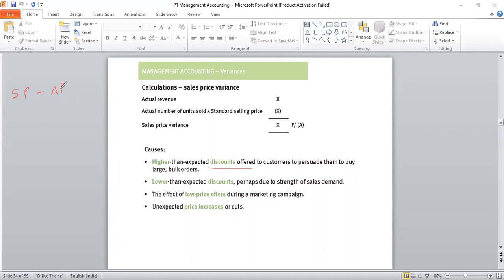So sometimes those are the regular day-to-day events which happen. We see that, or sometimes the order is big and then they are forced to offer a discount. So if what they have anticipated differs from the actual price which they have offered to the customers, then there would be a variance because the difference is in the prices, standard price and the actual price. Lower than expected discounts could be another thing. They were prepared to give a discount, but no situation arose for them to give a discount. Another reason is the effect of low price offering due to a marketing campaign, unexpected price increases or cuts. So that is the first one.